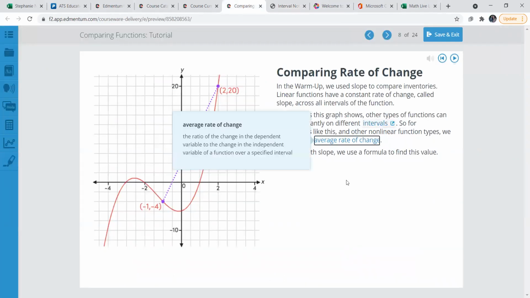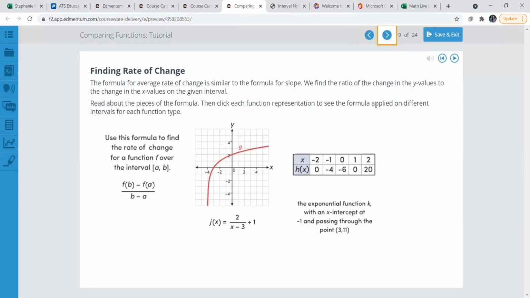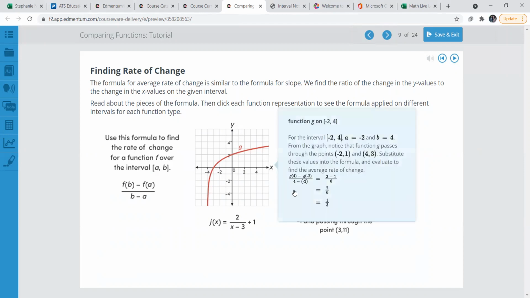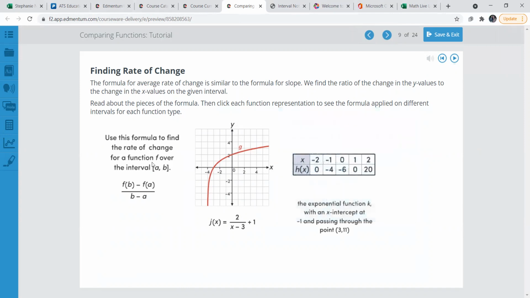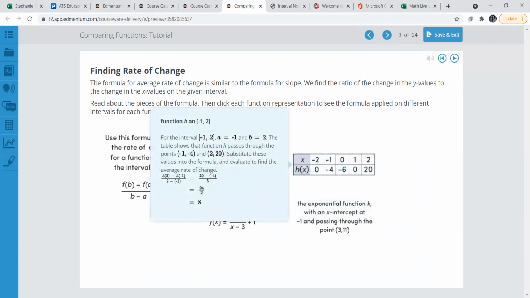Average rate of change is the ratio of the change in the dependent variable to the change in the independent variable of a function over a specified interval. So then here we have another function in our equation. We use this formula to represent the rate of change, how we find it. And here is our graph. What it does, goes up, gives us the equation here. Here's our table.